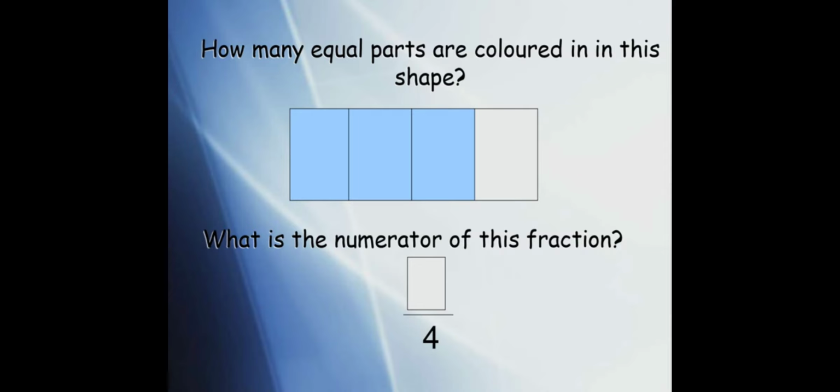Then how many equal parts are colored in this shape? This rectangle is divided into small rectangles. The shaded part is 3. So what is the numerator of this fraction? The fraction is 3 by 4. 4 equal parts are there and 3 are shaded.